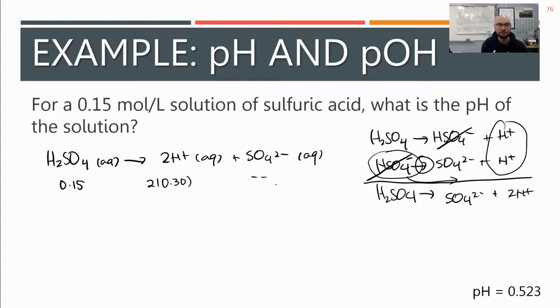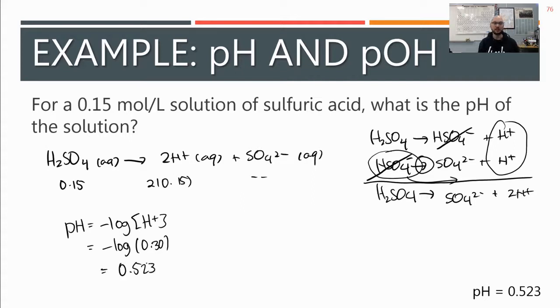So the pH of the solution is equal to negative log of the concentration of H plus, which is equal to negative log of 0.30. Sorry, I just made that mistake up there. I'm fixing it. There we go. Which is equal to 0.523.